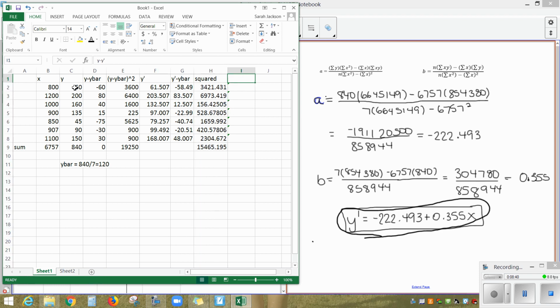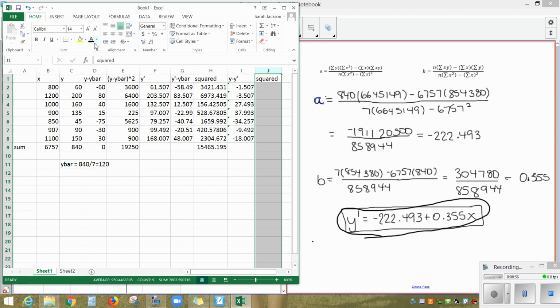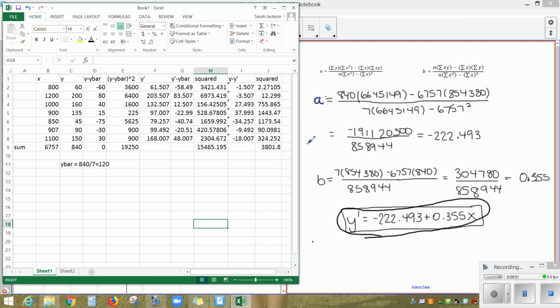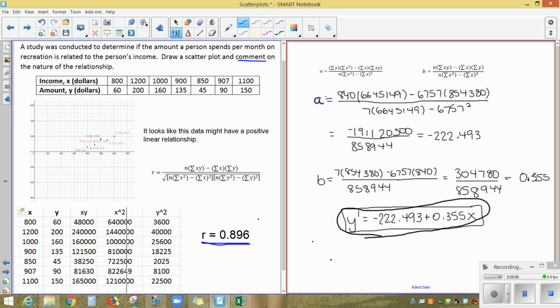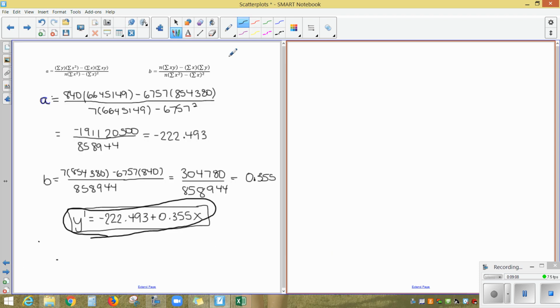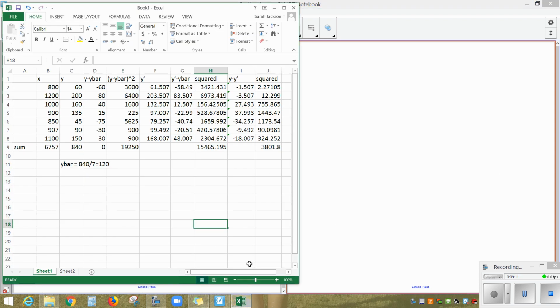We also need our observed values y minus y bar. So I made a column there, and we're going to square them also. And I have sums where we need to have sums.